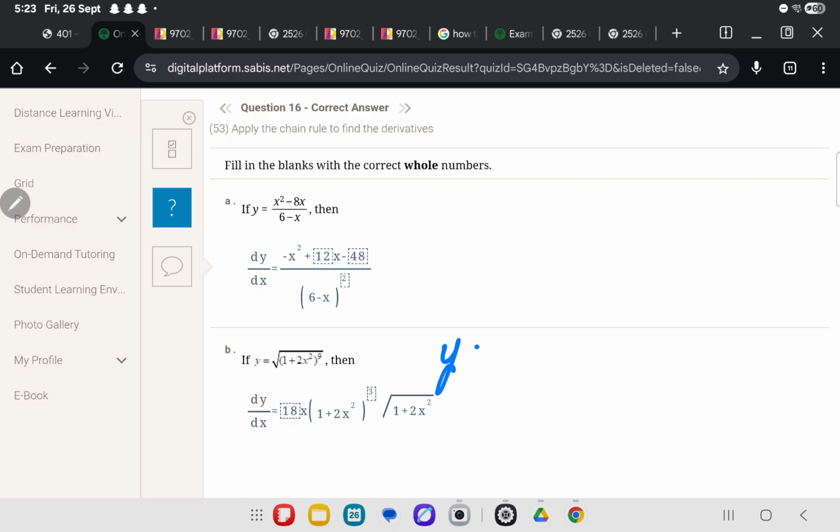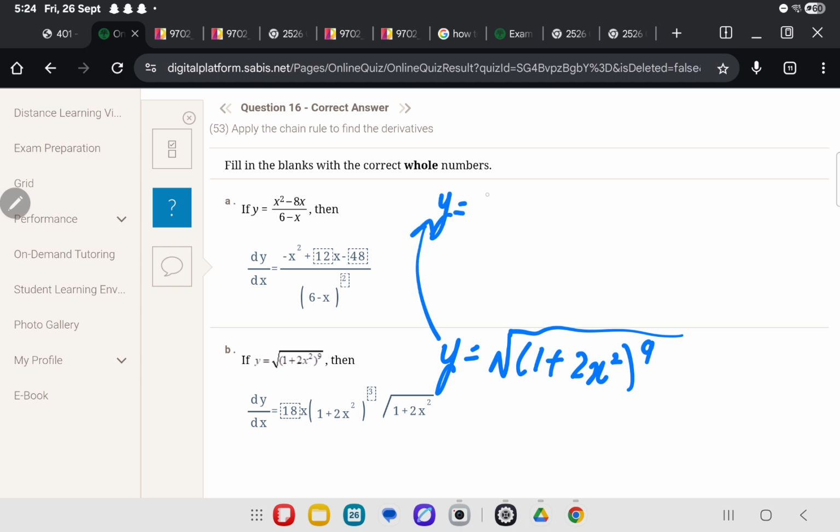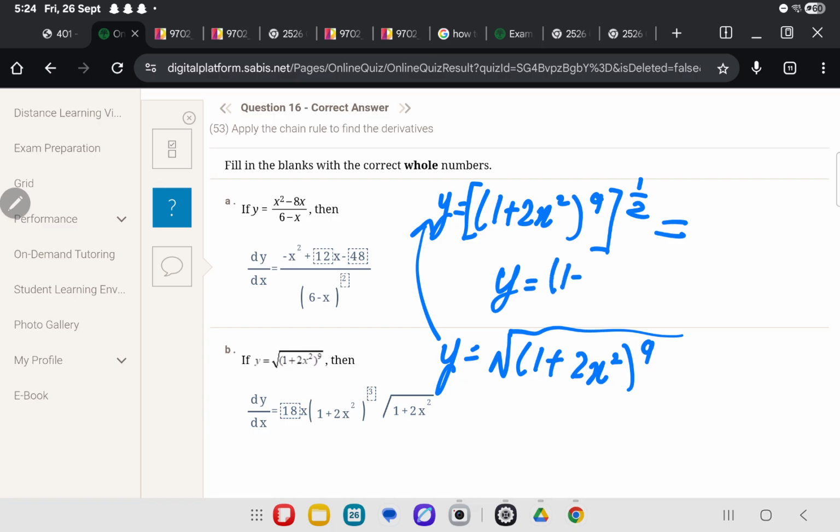Okay, part B is chain rule actually, so it's very easy. y is equal to the radical of 1 plus 2x squared, close the radical, to the 9. This can be rewritten as y is equal to 1 plus 2x squared, to the power of 9, all to the power of 1 over 2, because this whole thing's under the radical. Remember, when a power is raised to another power, these two powers multiply. So y is equal to 1 plus 2x squared to the 9 times 1 over 2.